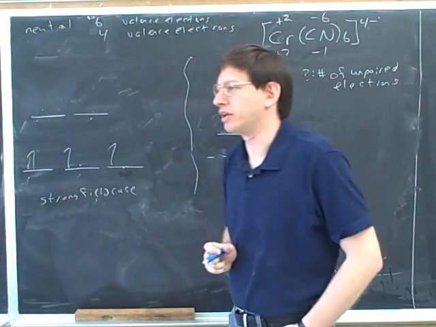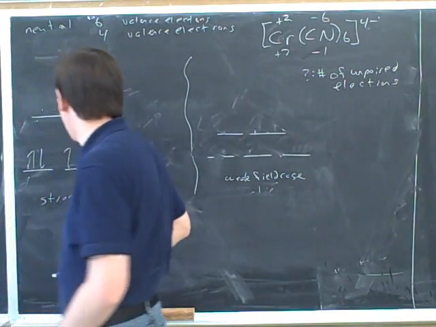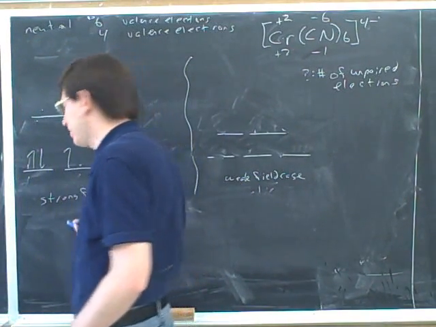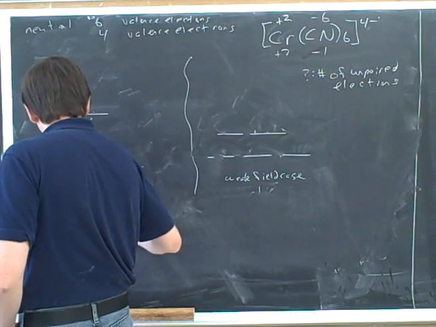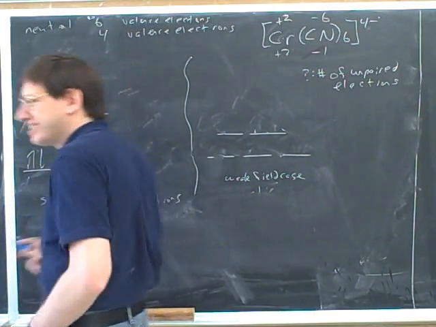And where does the 4th electron go? Down here. It doesn't want to pay this big price of being close to the cyanides. So how many unpaired electrons? 2 unpaired electrons. Good.